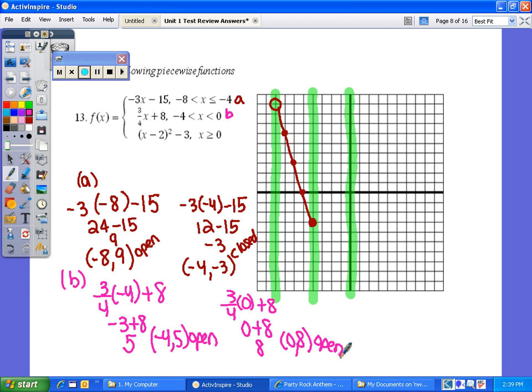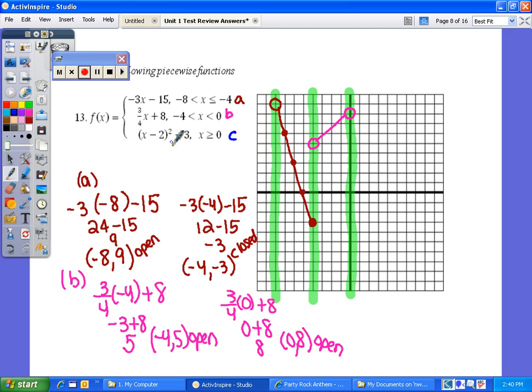Okay, so I'm going to go to -4, 5. Make an open circle and then go to (0, 8). And make another open circle and connect those open dots. Okay, our last one I'm going to call C.